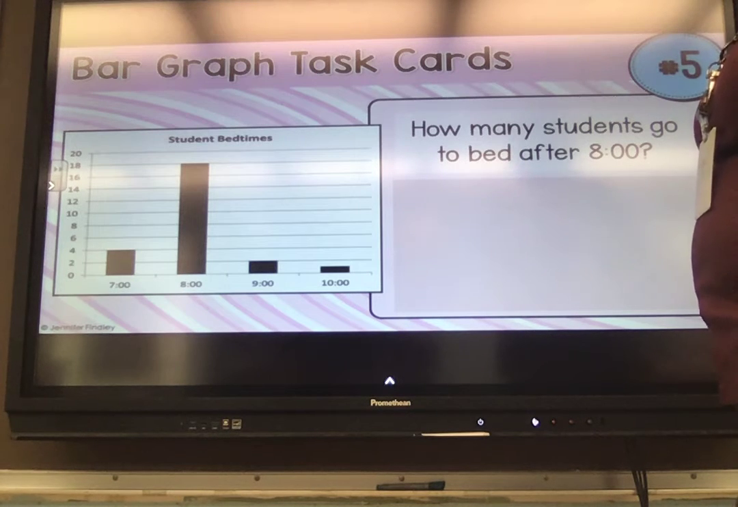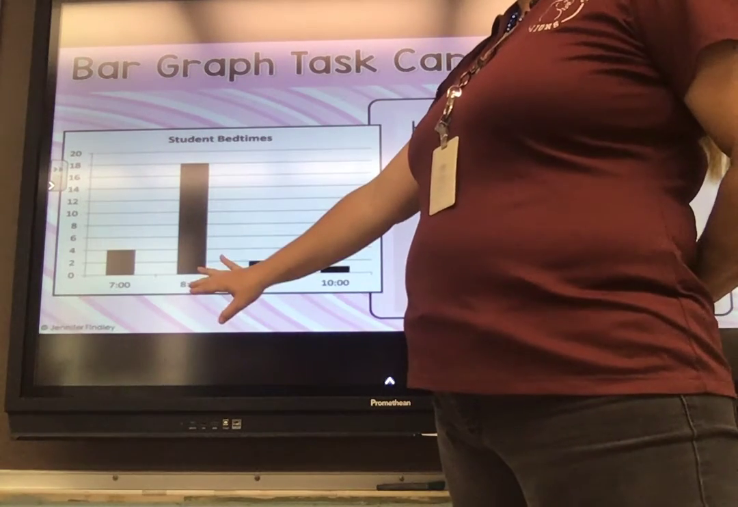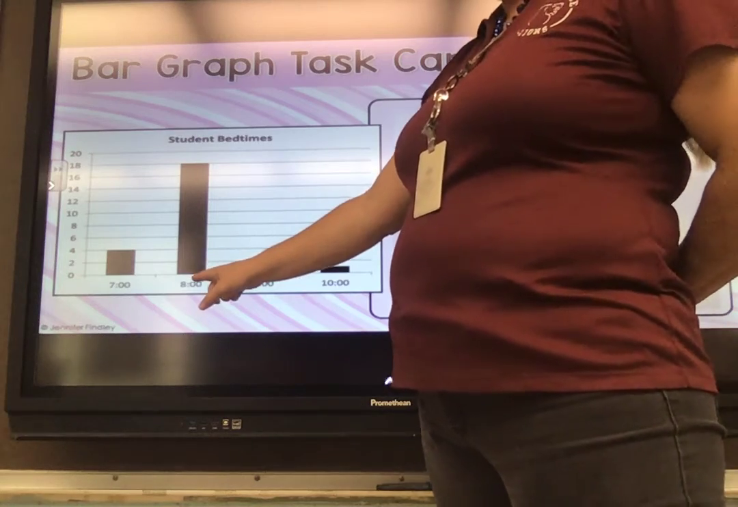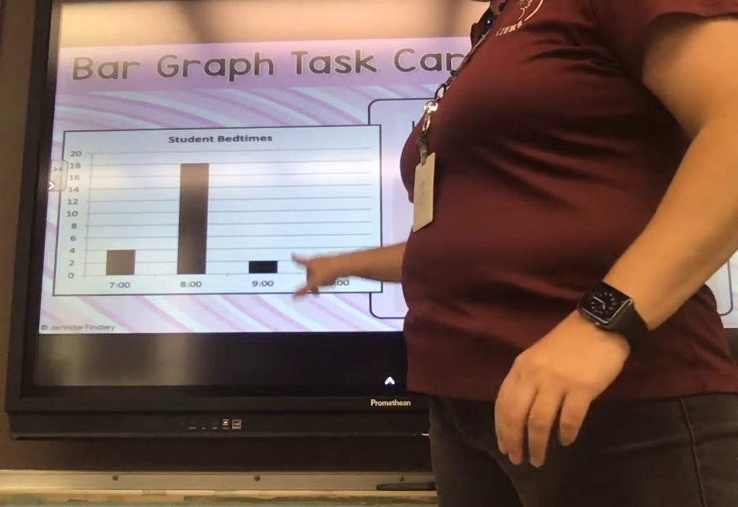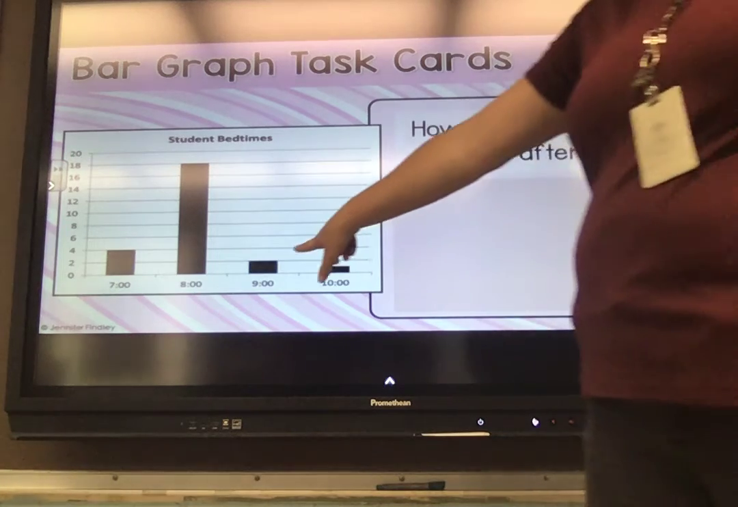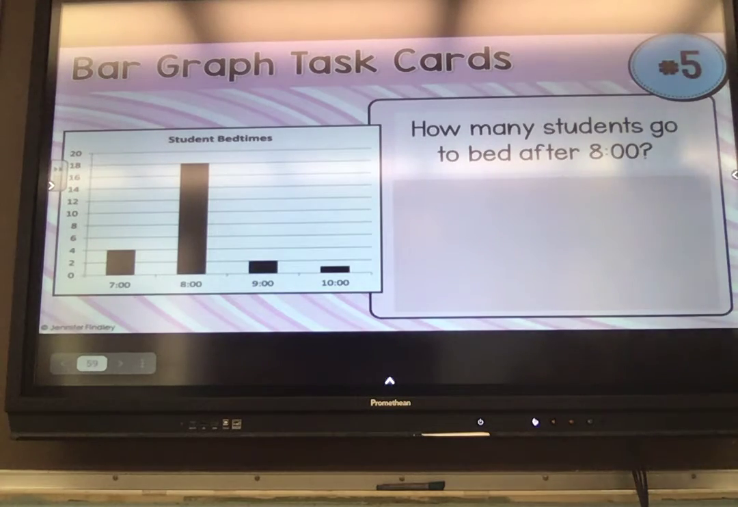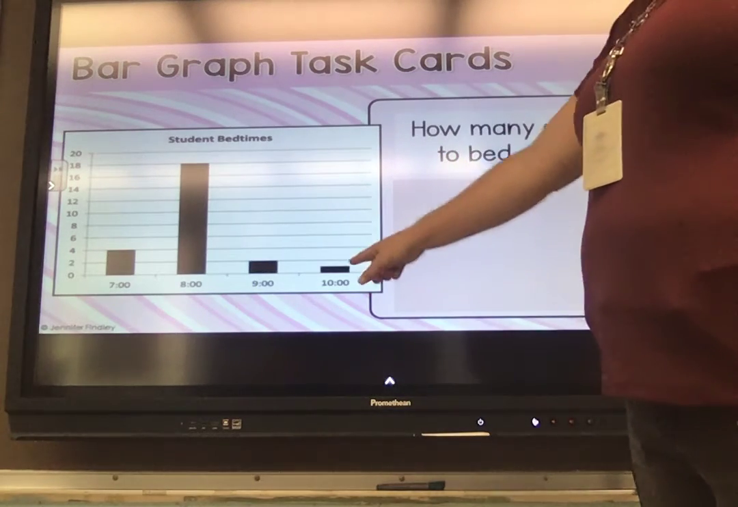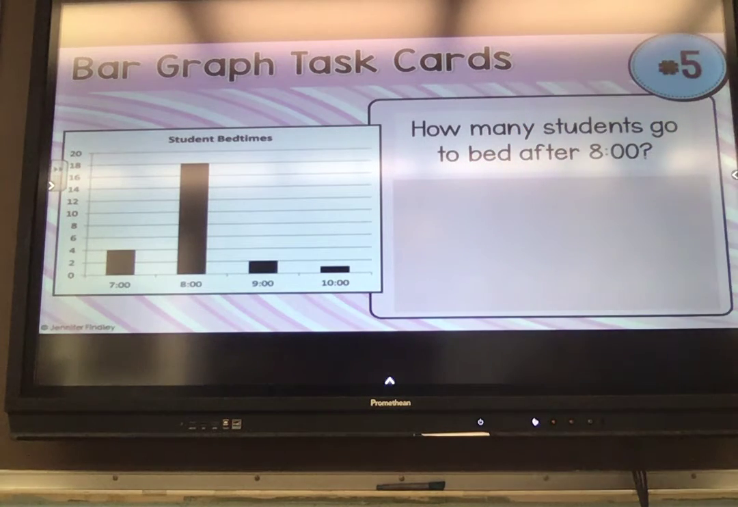5. How many students go to bed after 8? So can I count 8 o'clock? No, it has to be after 8. So 7 o'clock is before 8. So after would be 9 and 10. We've got to put both of those together because there's 2 times after 8. 9 is after 8 and so is 10. So 9 had 2 people. 10 is halfway between, so it would be 1. So 2 plus 1 would be 3. 3 people went to bed after 8.